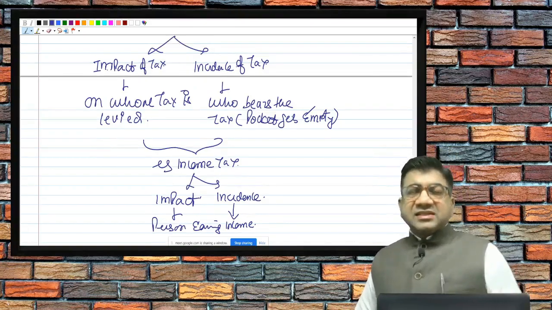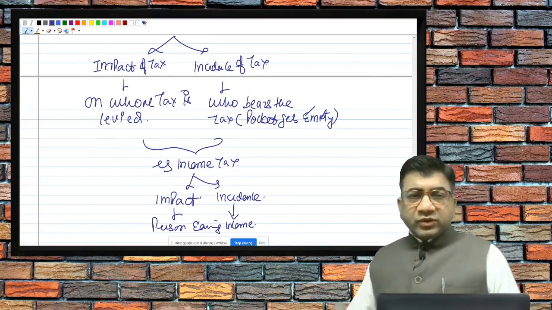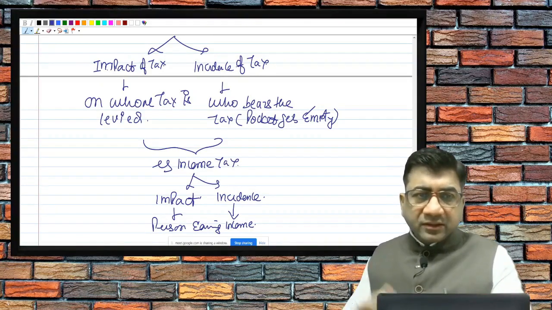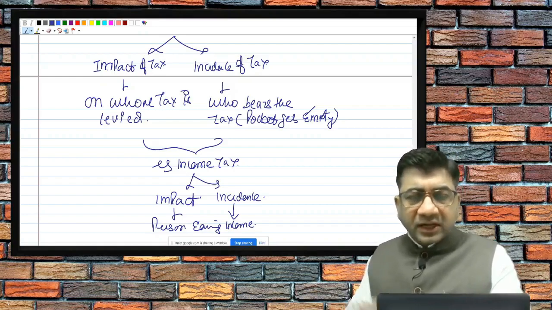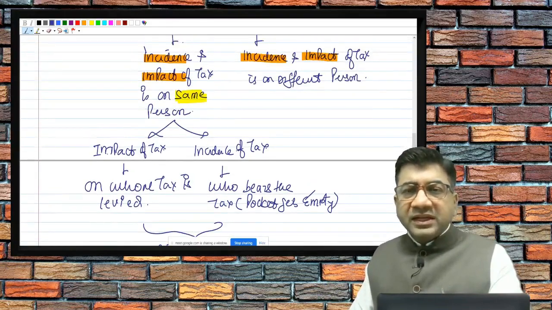So impact and incidence. These are the things you need to learn so that you can get good marks. Obviously in the exam they are not going to ask you direct and indirect, but you should know impact and incidence. Now, what about indirect tax?